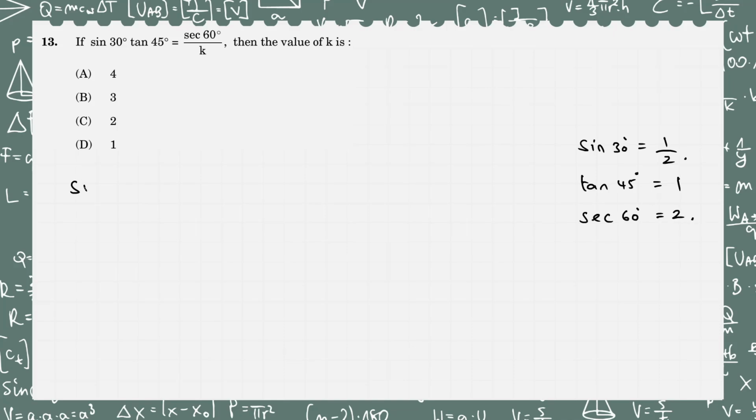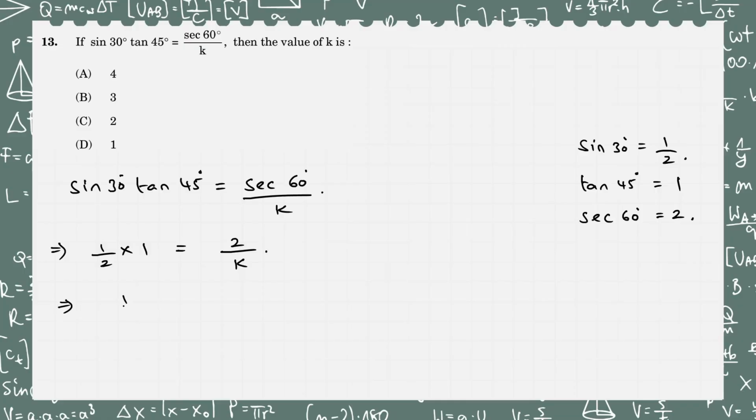So let us take the given equation. Sine 30 into tan 45 equal to secant 60 divided by k. That implies 1 by 2 into 1 equal to 2 divided by k, right? That implies 1 by 2 into 1 is 1 by 2 only. 1 by 2 equal to 2 by k. Do cross multiplication. K into 1 equal to 2 into 2. That implies k is equal to 4. So option A is the correct answer. Let us move on to the next sum.